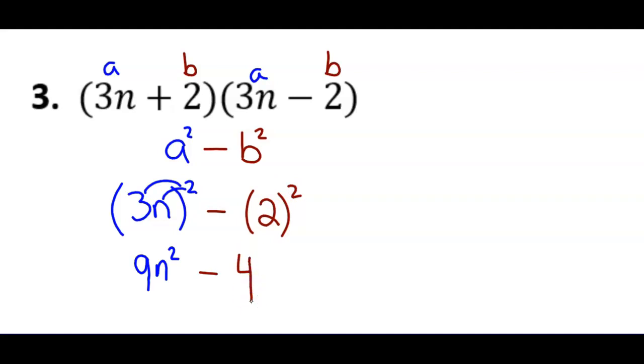Now, I'm showing a lot of work here. I'd like you to show work in your notes if you need to. But if you recognize that this is A and you can go right to here, I'm okay with that. Make sure you square both the coefficient and the variable. And then if there's a coefficient and a variable in B, make sure you square both as well. So that's my answer, 9n squared minus 4.